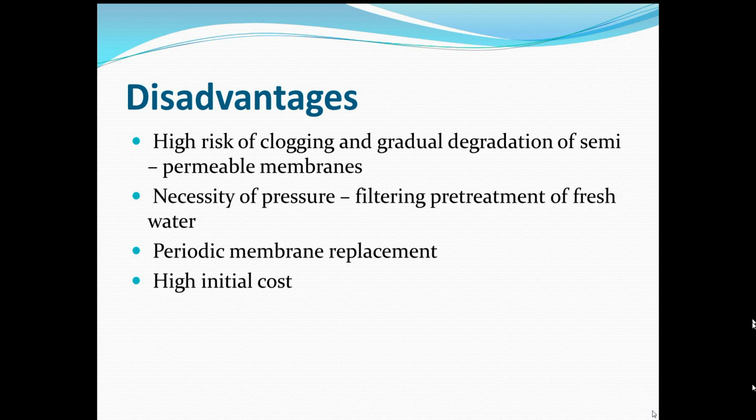Now, there is always a necessity of pressure filtering and pre-treatment of fresh water. This is what I have already discussed: if we have fresh water and saline water directly coming into the plant, it should be filtered first, it should be pre-treated first, so that it efficiently acts as a working fluid. Now, it needs periodic membrane replacement. The membrane generally gets damaged every 7 years, so it needs to be replaced every 7 years.